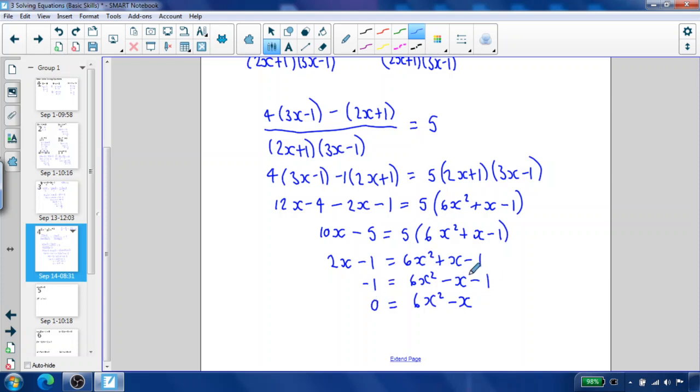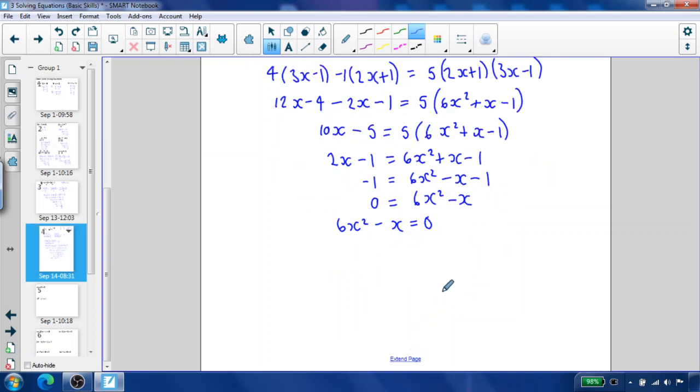Well, they're going to cancel. Minus 1 add 1 is 0 there, so I haven't got any constant anymore. I'm just going to rearrange this because it looks a bit funny that way around. So 6x squared minus x is equal to 0. Now, just a thought. If you were to expand this out and then collect the like terms and move everything over, you should still have got to this step. So you can follow that and make sure you've got to this part here.